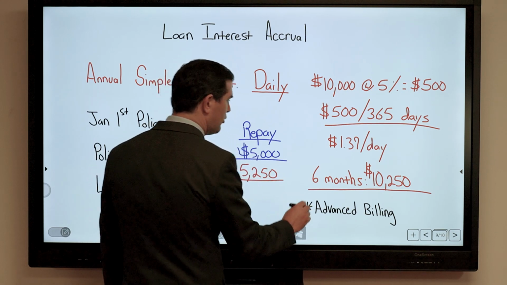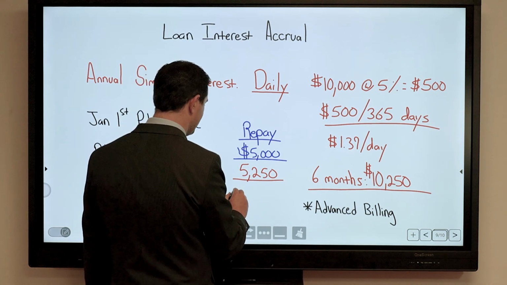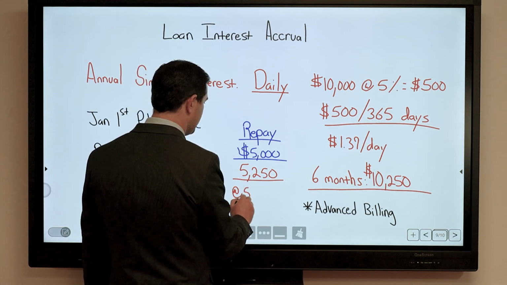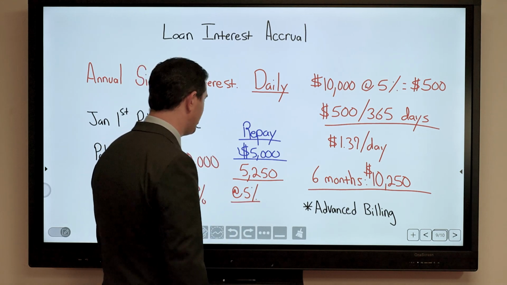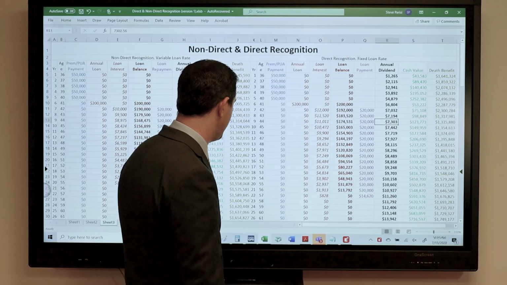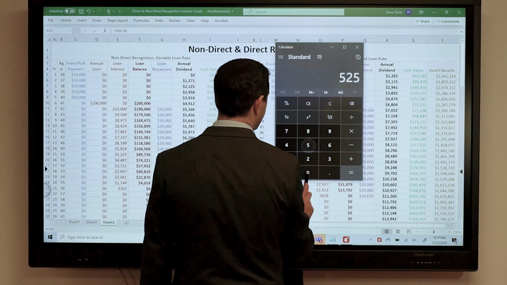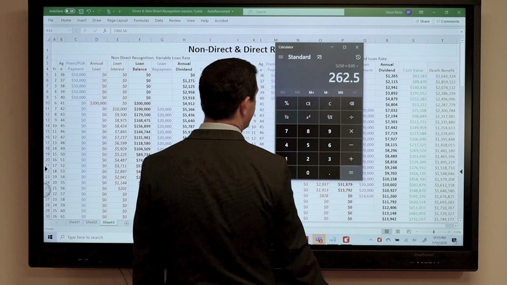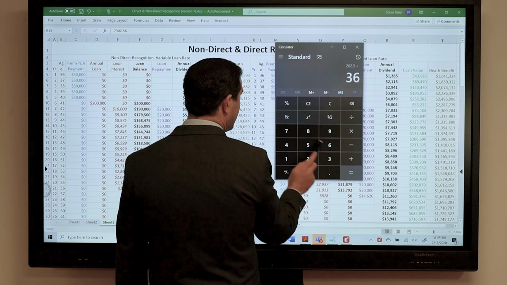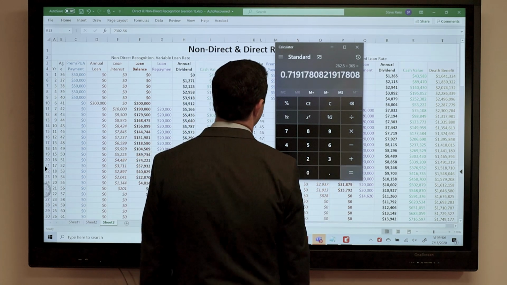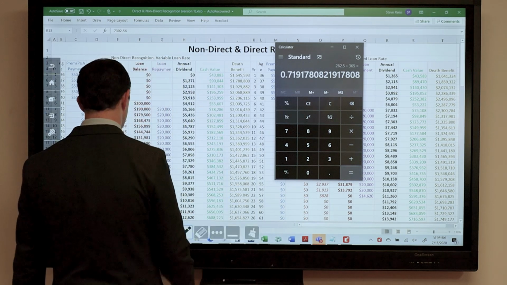$5,250. Now, the next day after that payment is applied, guess what happens? Simple interest begins to accrue on the $5,250. So what I would do here actually, take a calculator, $262.05 divided by 365, 72 cents per day is the actual loan interest that will accrue.